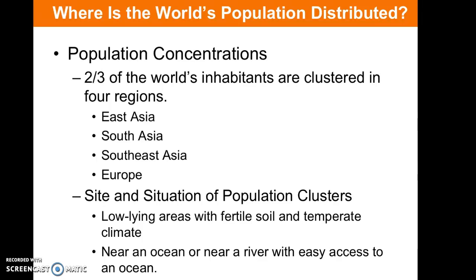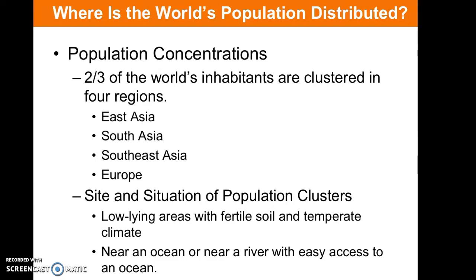What absolute and relative location characteristics do these sites have? All 4 of those regions are low-lying areas. They have fertile soil and they have a temperate climate. So it's not freezing cold and it's not desert. And you have to be able to farm. If you can't produce food, you're not going to have a huge concentration of people. So you have to be able to raise food.